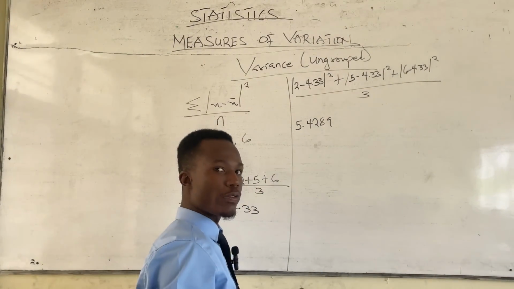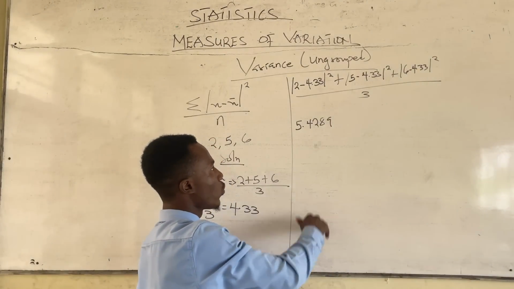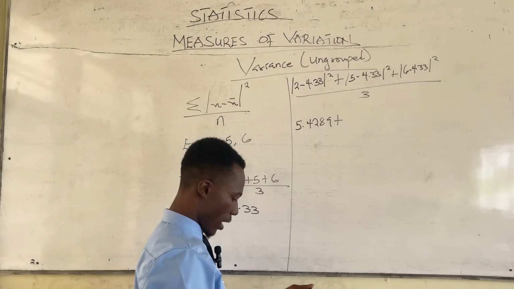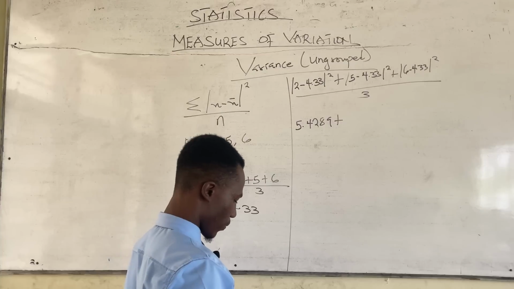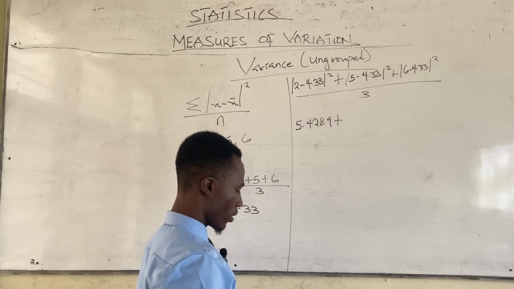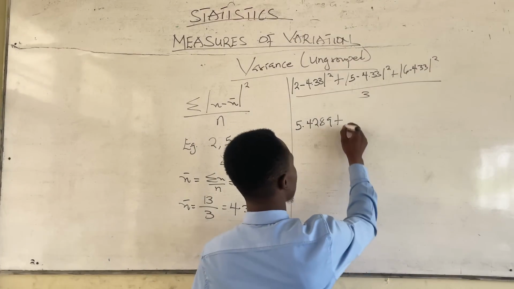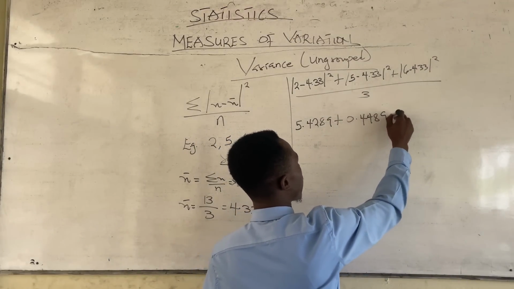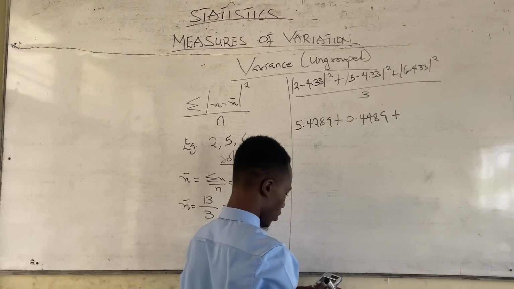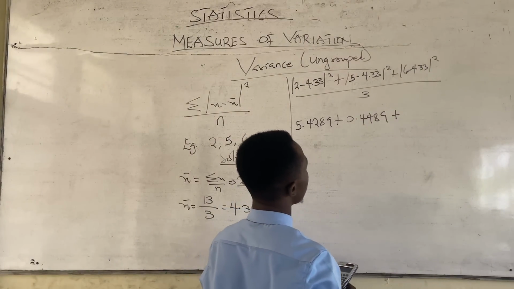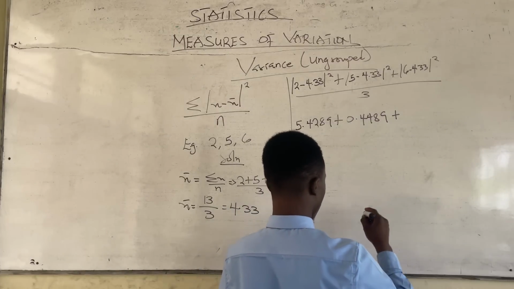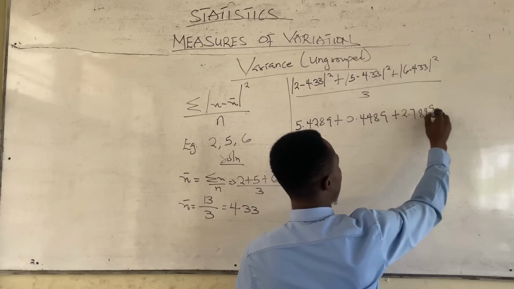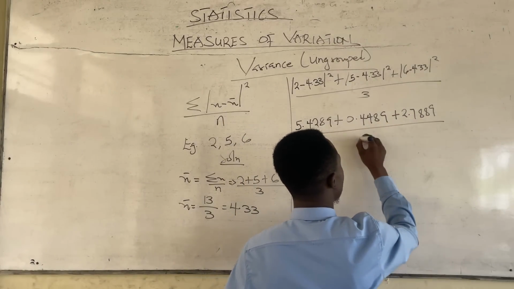You can only round it off after your calculation, right? So when you are doing the calculation, you don't round it. Okay, plus, then we have 5 minus 4.33 squared, right? And this one is also giving us 0.4489 plus, we do same for 6, right? And this one is giving us 2.7889. Then we divide everything here by 3.